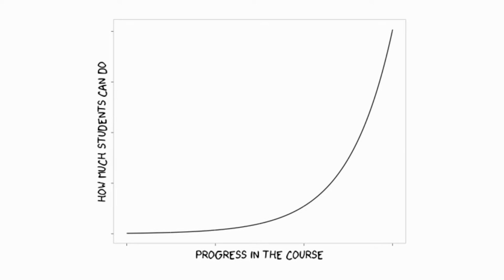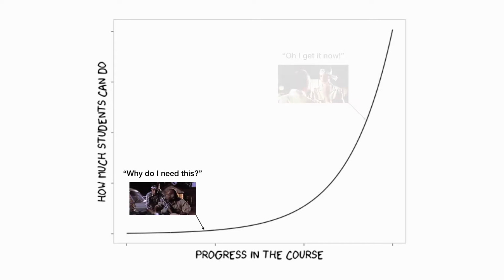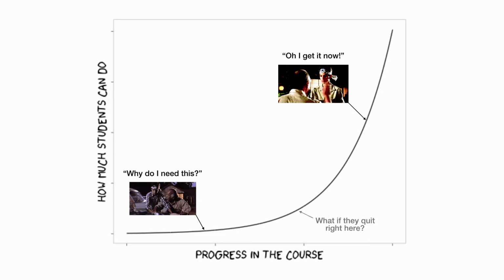And if you structure your course like this, where as more progress happens, you can start off going slow, but later it all comes together into something that students can do. You're kind of starting with people saying, well, why would I need this? And later on telling them, oh, I get it now. If that sounds like it works, consider, what if they quit right here?